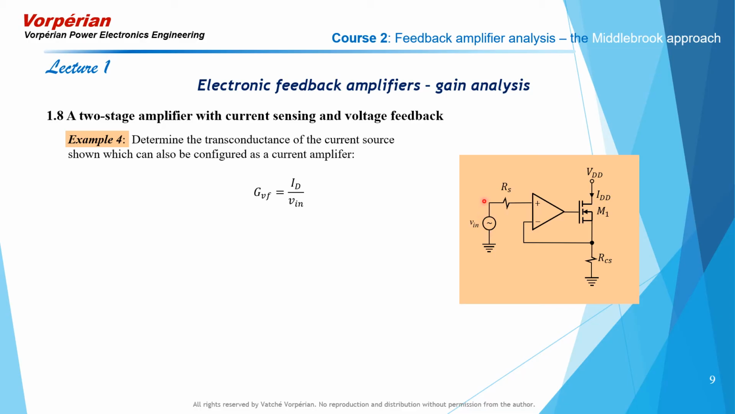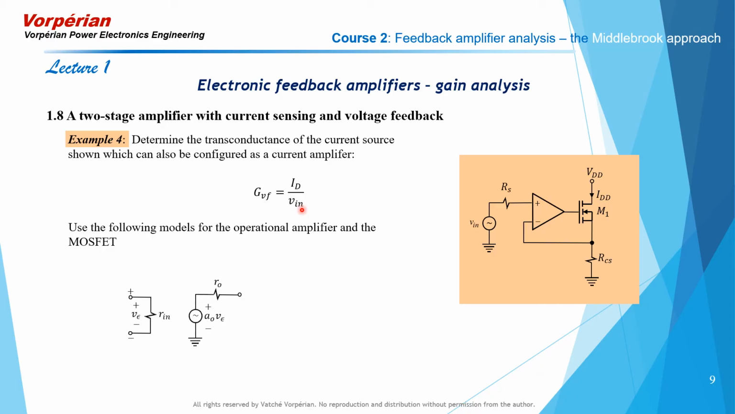So to analyze this circuit for the transconductance ID over Vin, we're going to be using the following models. For the amplifier, the op-amp, we're going to use this model here. And for the MOSFET, we're going to use this transconductance model.